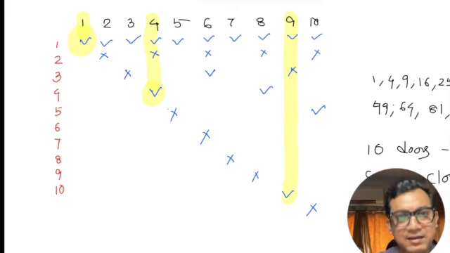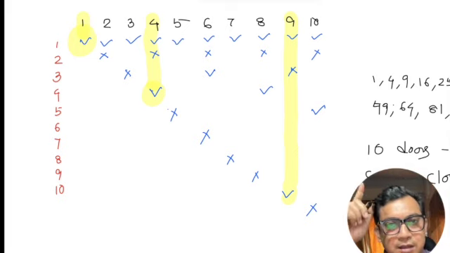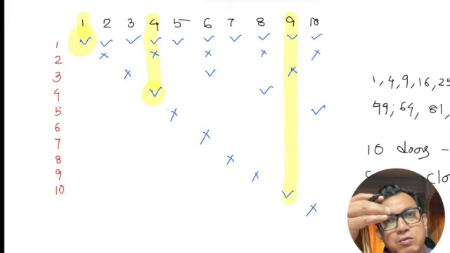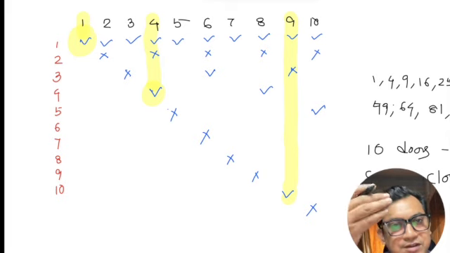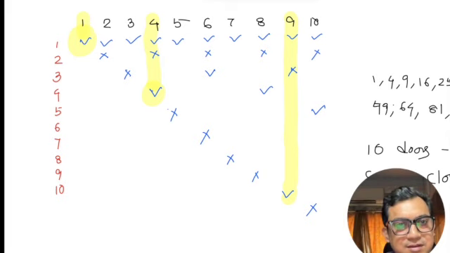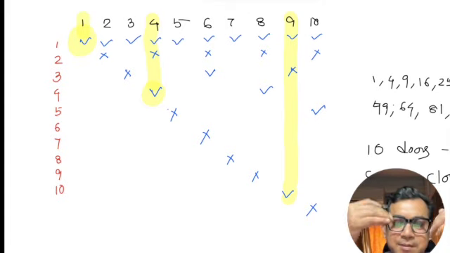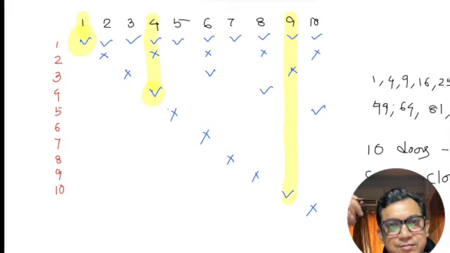Now why this is happening, that is the main important part. You see, if you want a door to remain open, basically you want that door to be visited an odd number of times, isn't it? 4 is visited by 1 and 2 and then 4, 3 times. So here every perfect square door is open. That means each perfect square door has been visited an odd number of times.